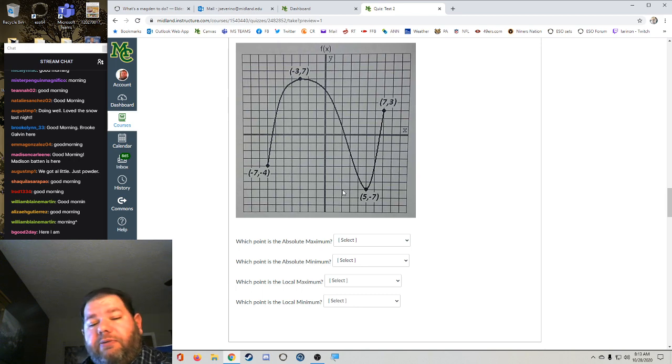Now, I know that was really confusing because a lot of people missed the local max and min on this problem. But I like this graph because it really tests our knowledge of the difference between these two things.